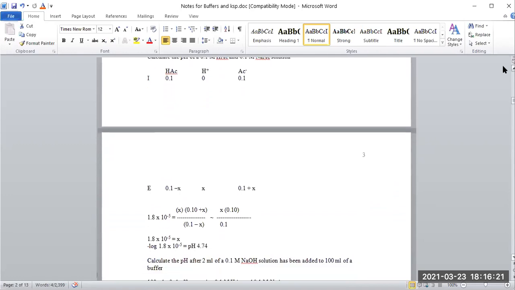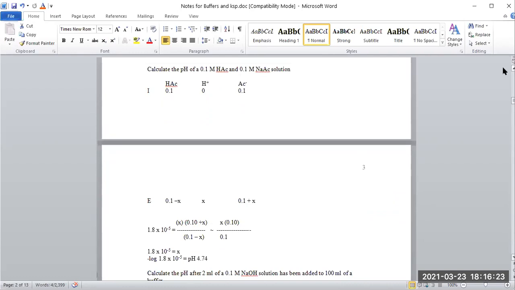So let's take a look at this one. This one's kind of done in phases. Slightly different buffer setup here. I've got 0.1 molar acetic acid and 0.1 molar sodium acetate. Set up my ICE, and actually I left out the C. Yeah, there's no middle line here.